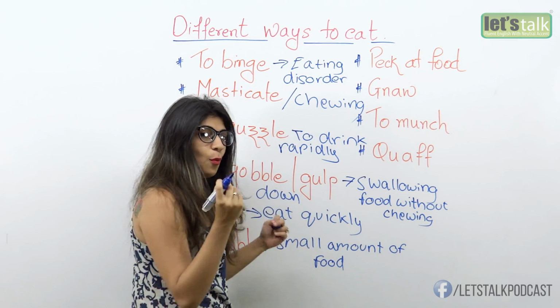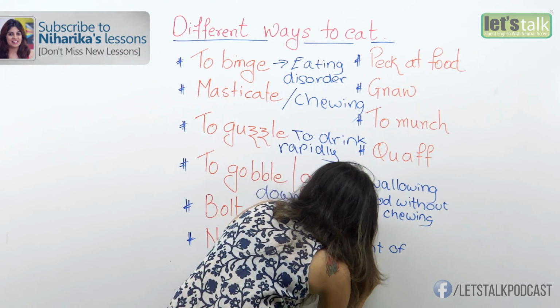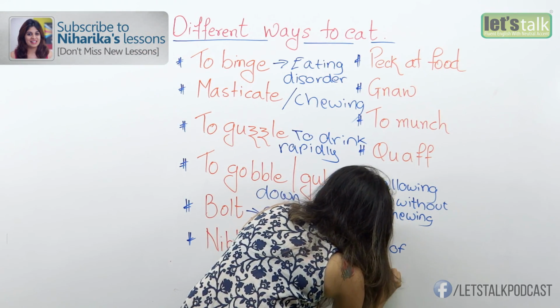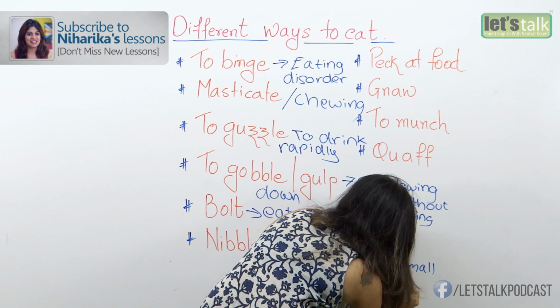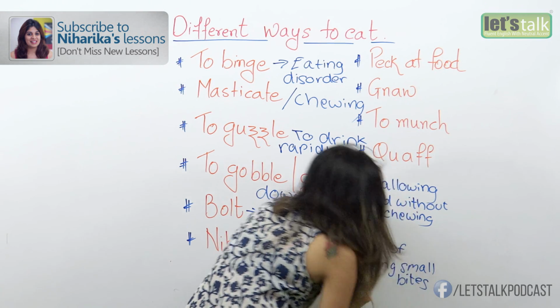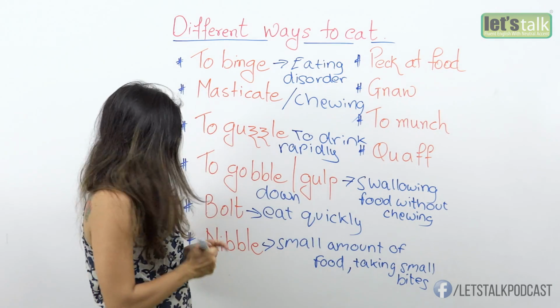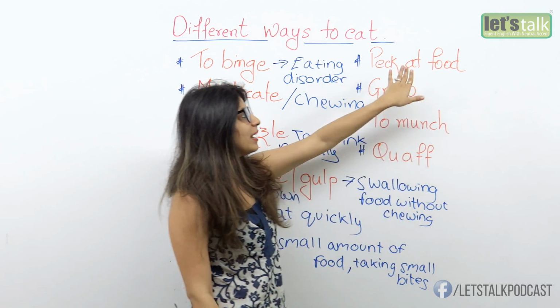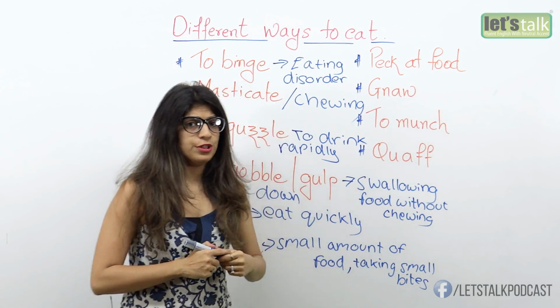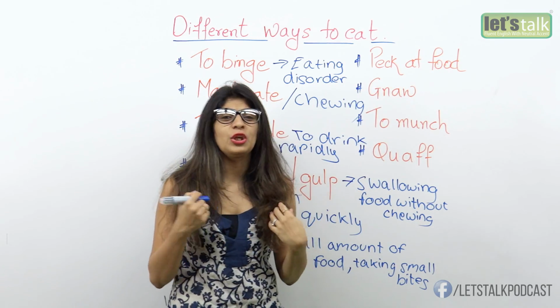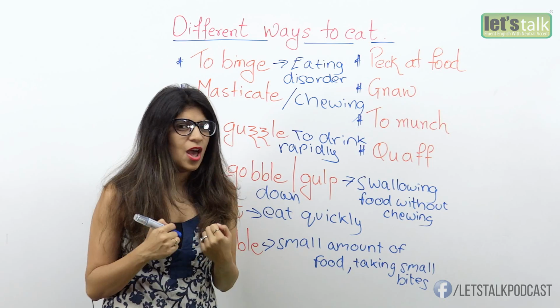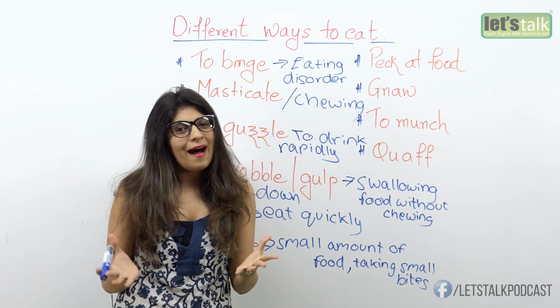Small amount of food with taking small bites. Okay, so hope you got this right. The next one is peck at food. Now, again, peck at food means when you eat reluctantly something that you don't like.